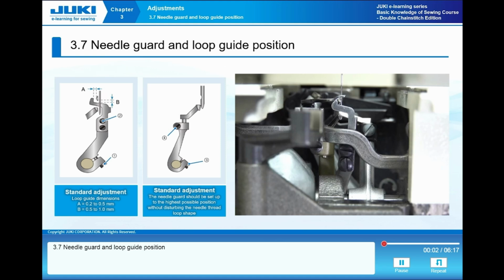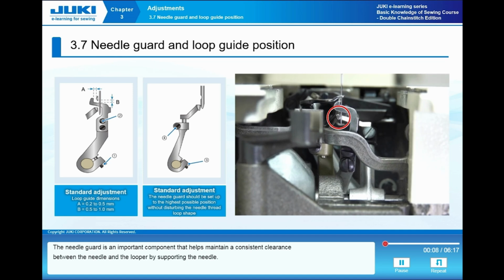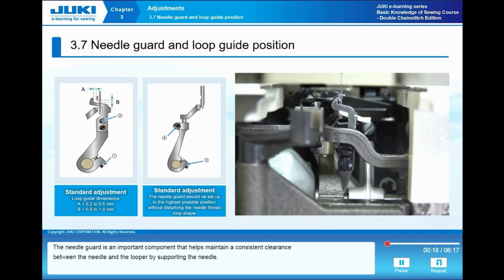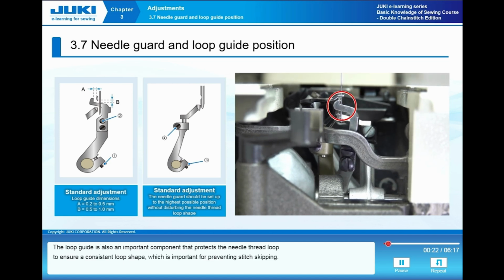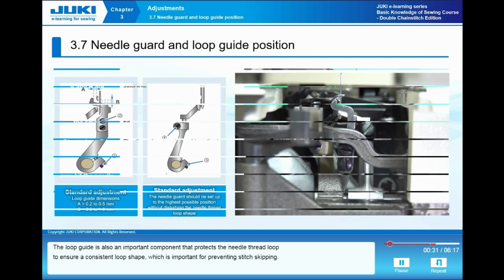3-7. Needle guard and loop guide position. The needle guard is an important component that helps maintain a consistent clearance between the needle and the looper by supporting the needle. The loop guide is also an important component that protects the needle thread loop to ensure a consistent loop shape, which is important for preventing stitch skipping.